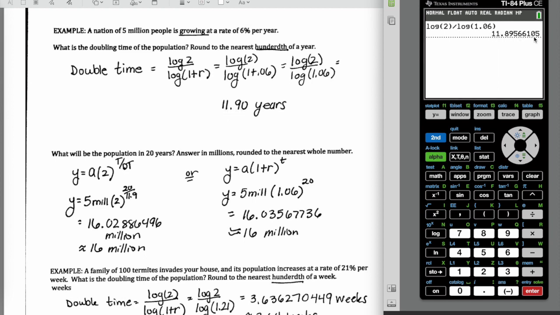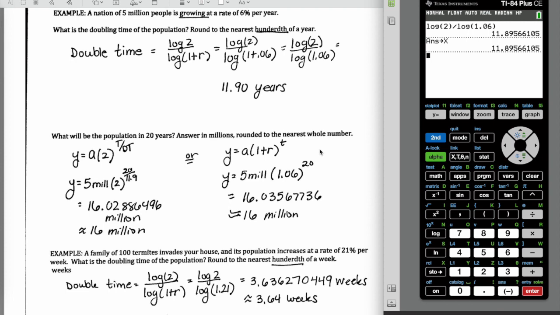I'm going to take this entire answer that we just got, all the decimal places, and I'm going to save it in my variable x. So I'm going to hit this store button, STO. I'm going to hit that. I'm going to take my answer and I'm going to store it in x. So I'm taking all of those decimal values and I'm saving them. You'll see why in just a minute.